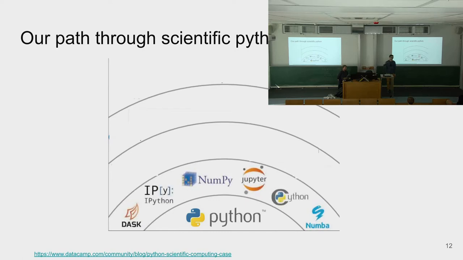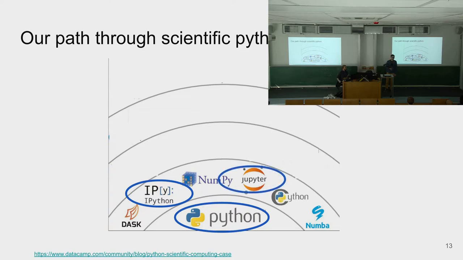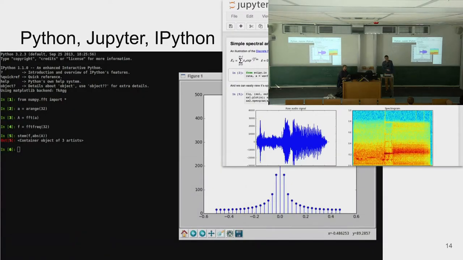And then we get to the core of the scientific ecosystem. We have Python, then we have IPython, which is an interactive way to interact with the Python interpreter, so you can really quickly prototype things. Then we also use Jupyter, which is an interactive notebook environment, so you can intermix the outputs of your program with explanations and text. And this is basically how it looks.